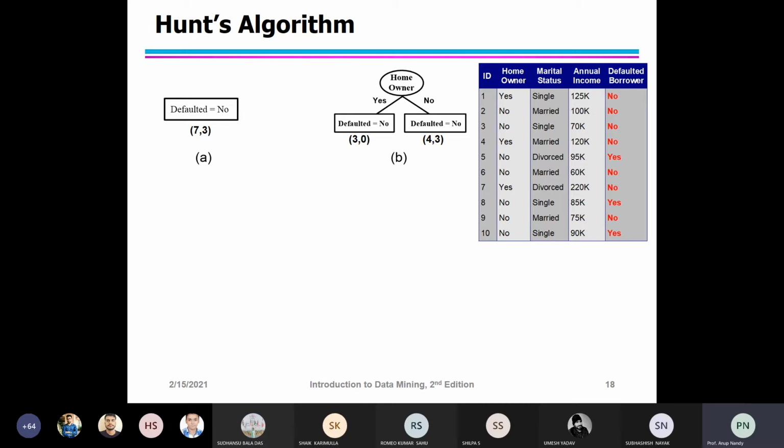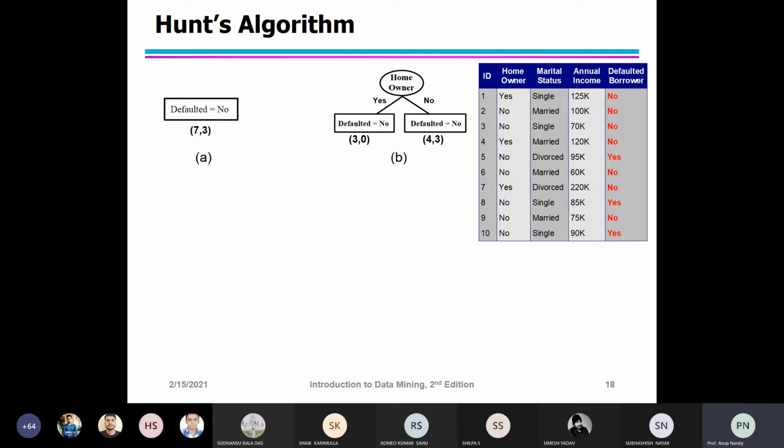Hunt's algorithm is then applied recursively to each child of the root node. Now, from the training set given in this table, if you notice, all borrowers who are homeowners successfully repaid their loans.